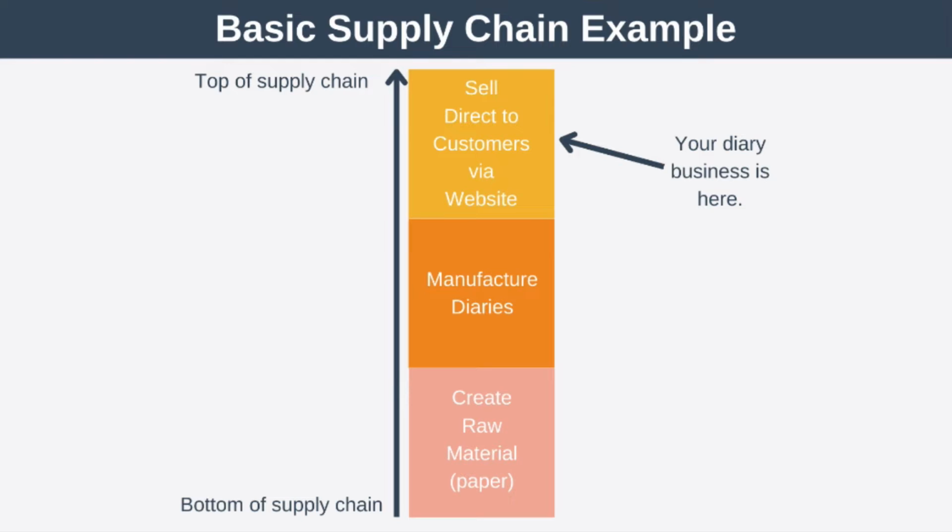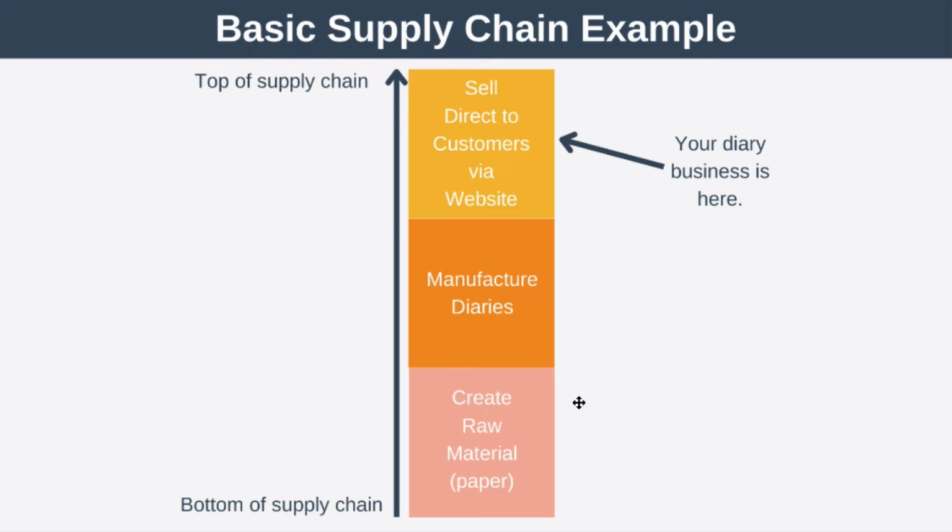So a supply chain is simply the high-level chain of activities that must take place to create a product or service. So let's take a look at an example of a simple supply chain by imagining you own a business selling paper diaries that you sell direct to consumers via your website. Your supply chain might look something like this.